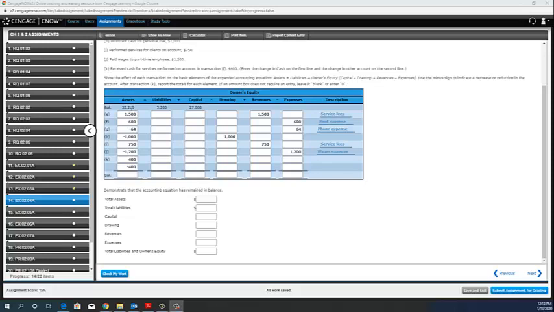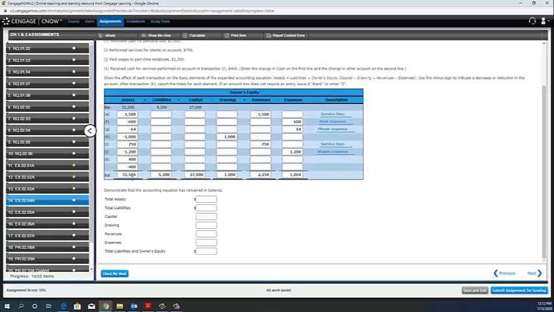So if I begin with the 32.2 and add and subtract as we go down, we're going to get a total of 31,586. We'll bring down the 5,200 in liabilities, the 27,000 in capital, the 1,000 in drawing. Revenues are going to equal 2,250 and expenses are 1,864. Okay, now we need to make sure that our accounting equation is in balance.